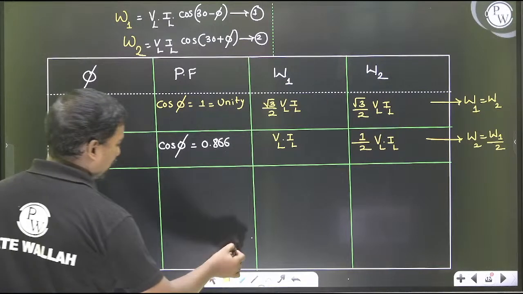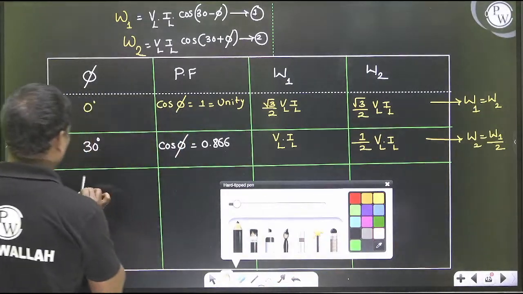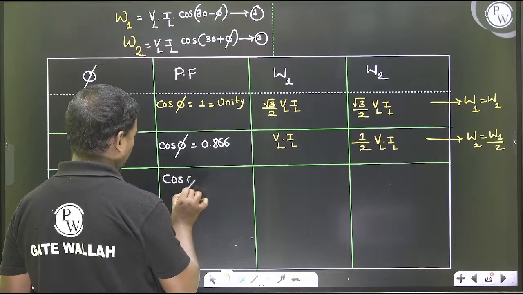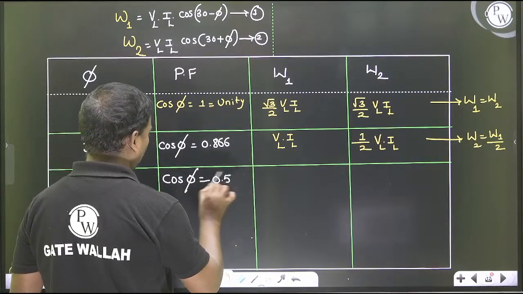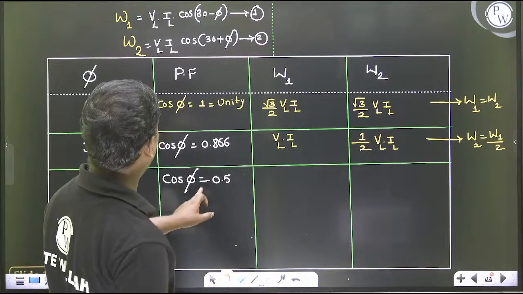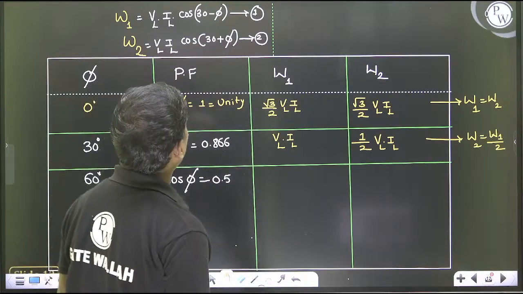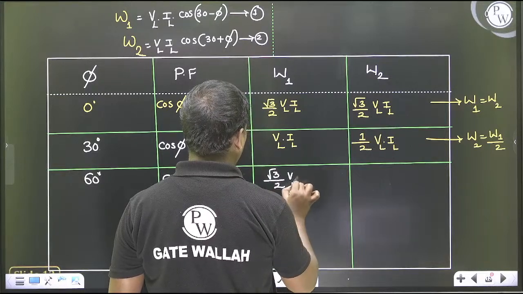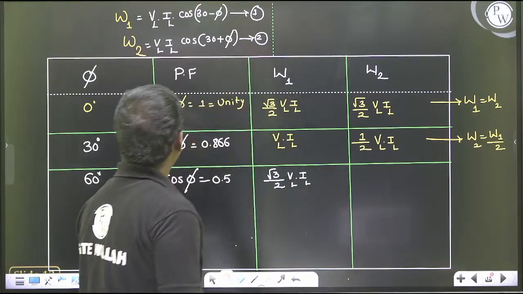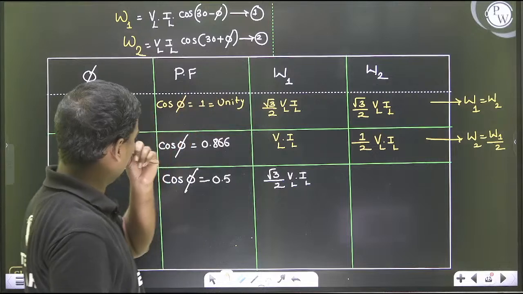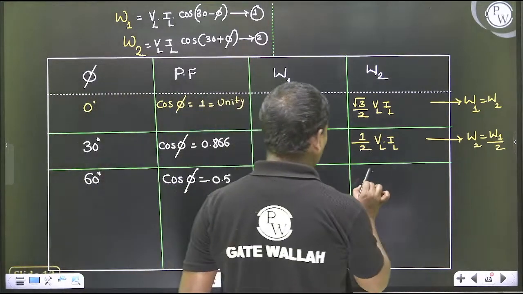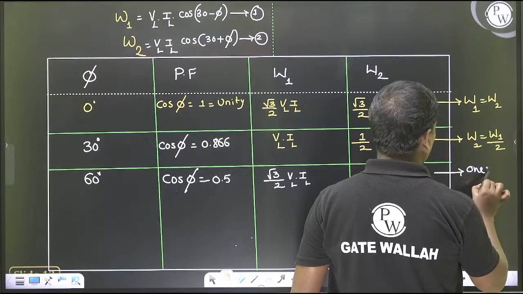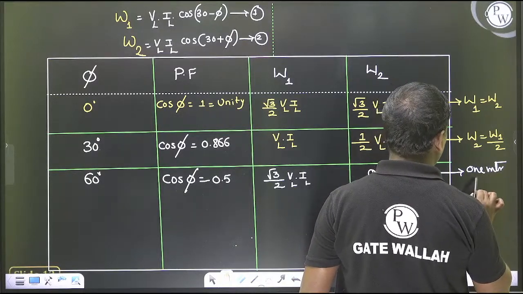Next, if I am taking 60 degrees, cos phi is cos 60, that is 0.5. If I substitute 60 here, 30 minus 60, cos of minus 30, cos 30, root 3 by 2 VLIL. And 30 plus 60, cos 90, 0. The readings are, one of the wattmeters is reading 0.